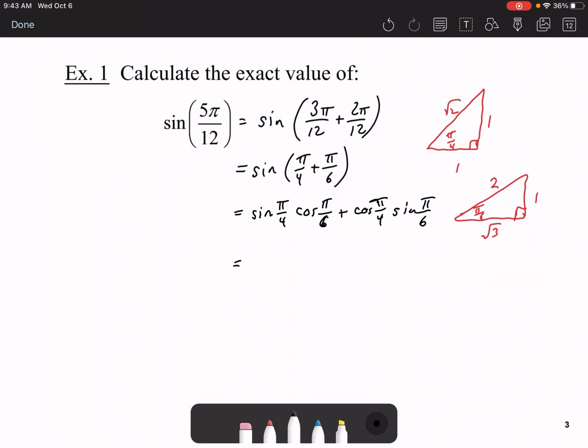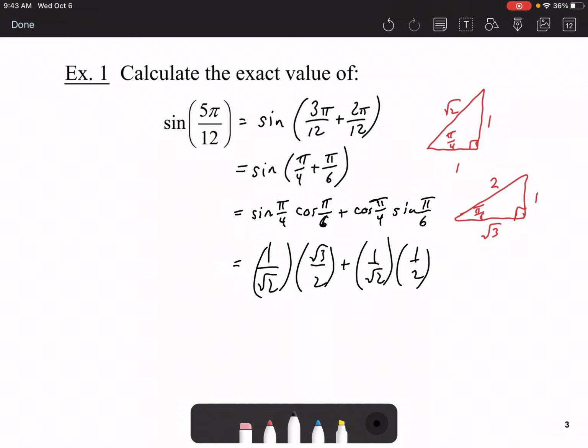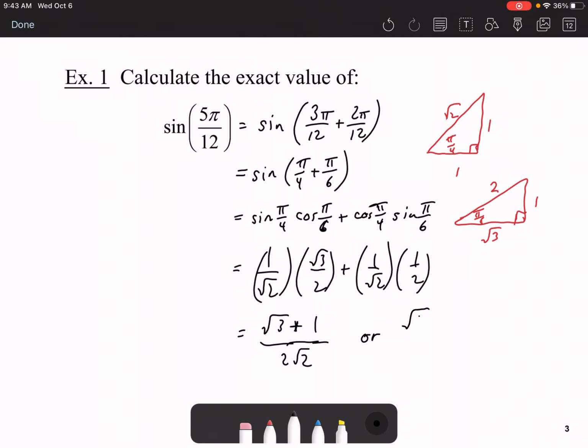Using this, we can substitute our expressions. We can multiply and simplify. Now you can leave it in this format, or what you can do is you can multiply the top and the bottom by square root of 2 in order to get rid of the square root of 2 in the denominator. So that could give you square root of 6 plus square root of 2 all over 4 as an alternate expression.